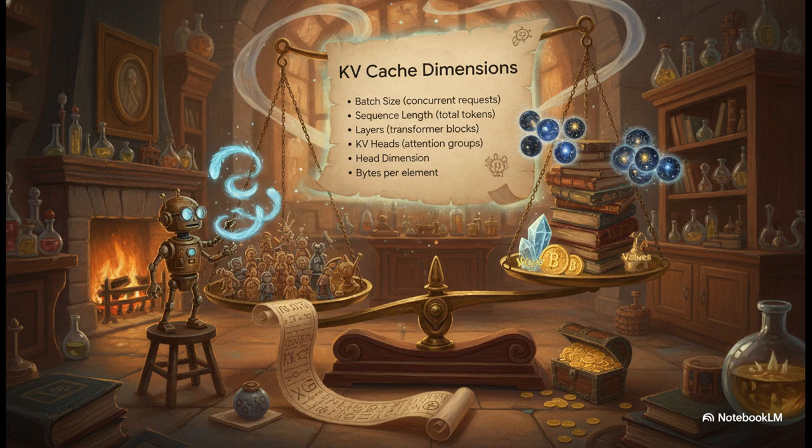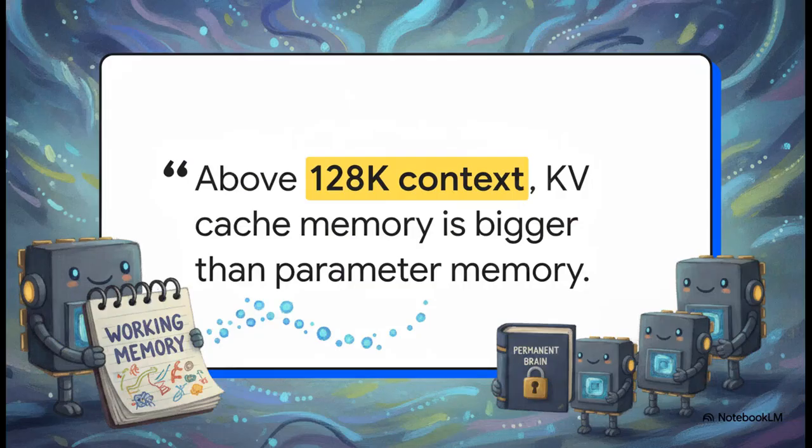So what does this mean for you? Well, if you want to support more concurrent users, that's your batch size, or longer conversations, your sequence length, your memory footprint is going to balloon linearly. There is no way around it. And that leads us to a really crucial point. Once you push beyond a context window of about 128,000 tokens, that working memory actually outgrows the AI's permanent brain. It completely changes how we have to provision our hardware. You're no longer just buying GPUs to hold the model weights anymore. You're buying them almost entirely to hold this massive, dynamic notepad.